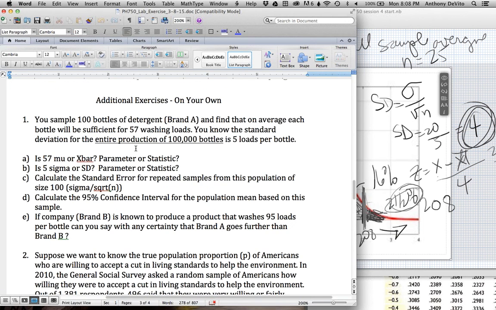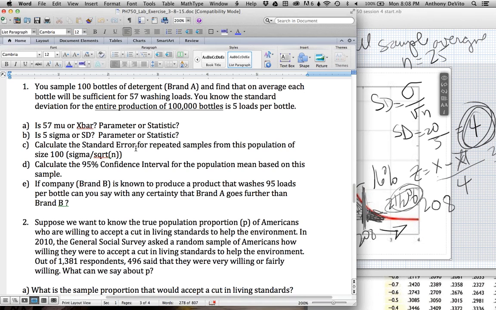Okay, I'm going to move on to the next one. Yeah, I'll move on to these other exercises.